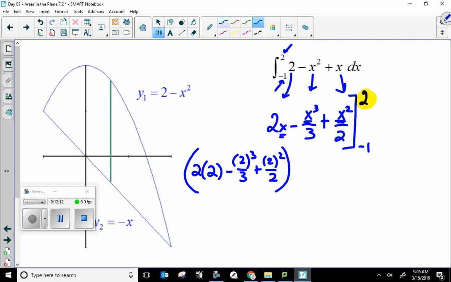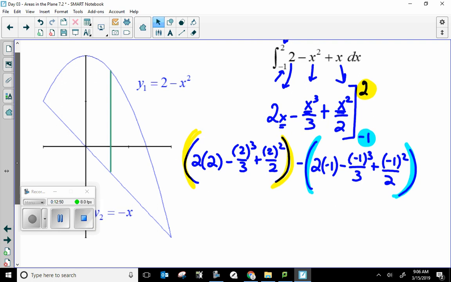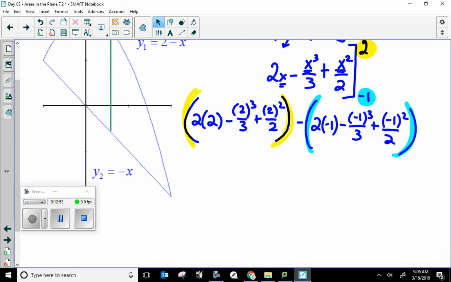This is my first term. All right, now we need to subtract, putting in the second term. Okay, so minus, I put a negative 1 in here. 2 times negative 1 minus negative 1 cubed over 3 plus negative 1 squared over 2. All right, so this is my second input. It's my lower bound. So I take the first and I subtract the second. All right, just be very conscious of the minus signs and the negatives, and do everything you need to do.